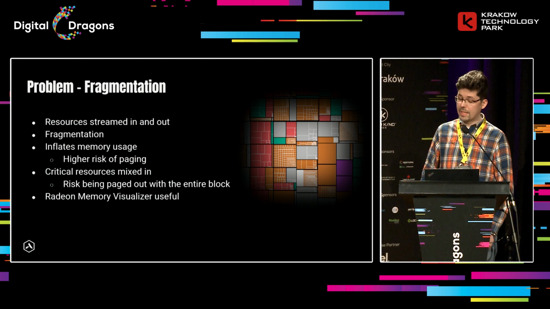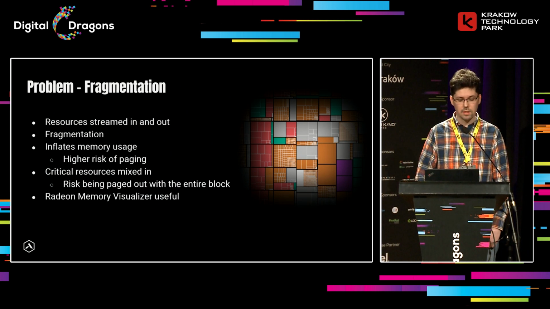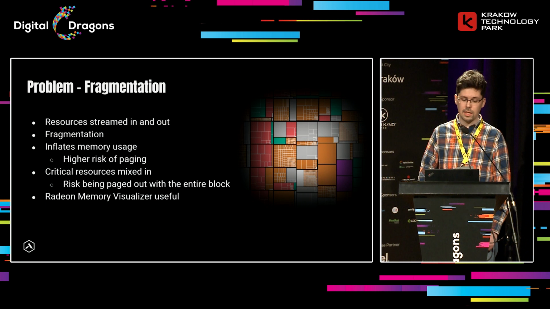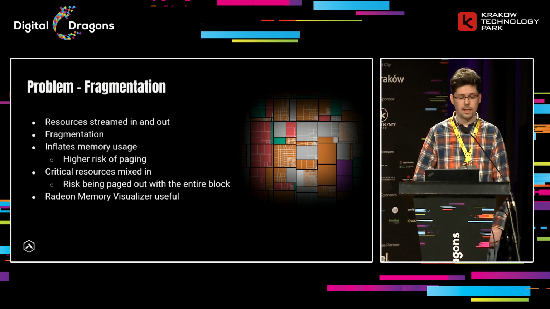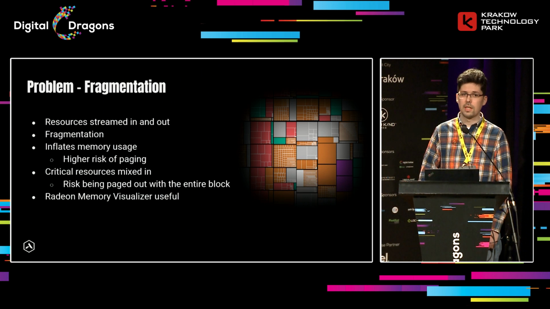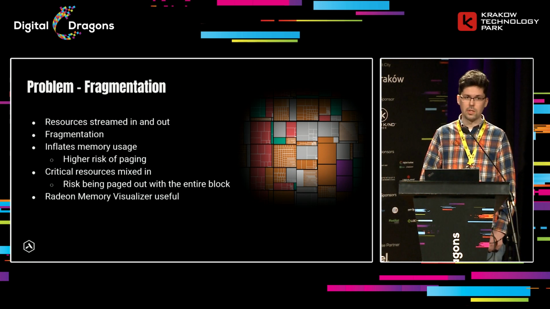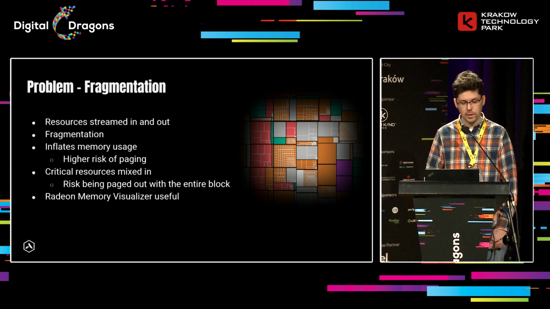Speaking of fragmentation, we end up with quite a lot of fragmentation because we are streaming resources in and out as the player moves around our big worlds. And that's a very easy recipe for fragmentation. When fragmentation occurs, it can inflate your memory usage by quite a lot, which in turn increases the risk of paging because you are now using more memory. If your critical resources are then mixed in together with other non-critical resources, you have an even higher risk of having these important resources being paged out, such as your G buffer or your shadow map or your depth buffer.